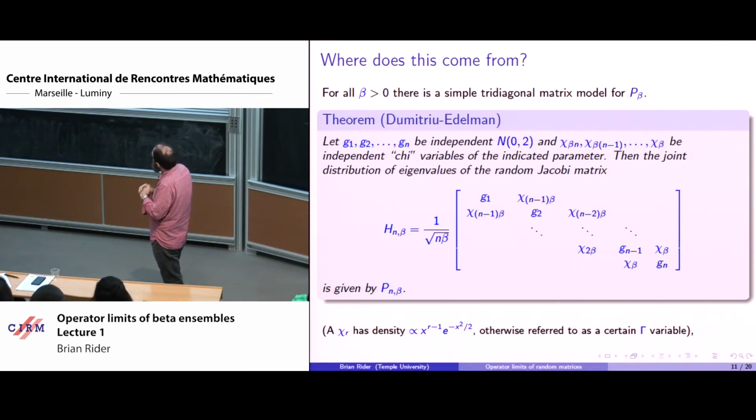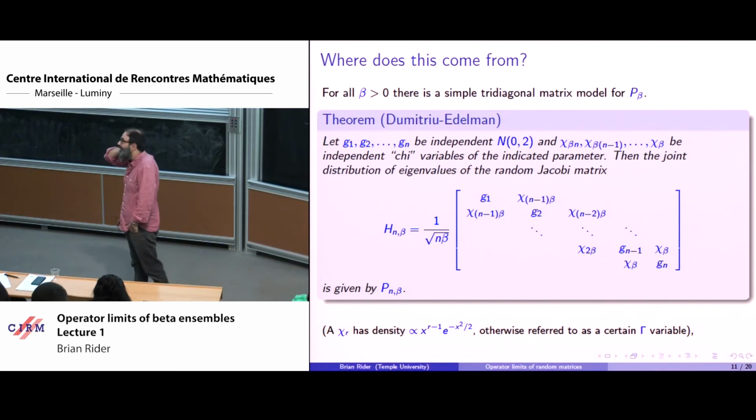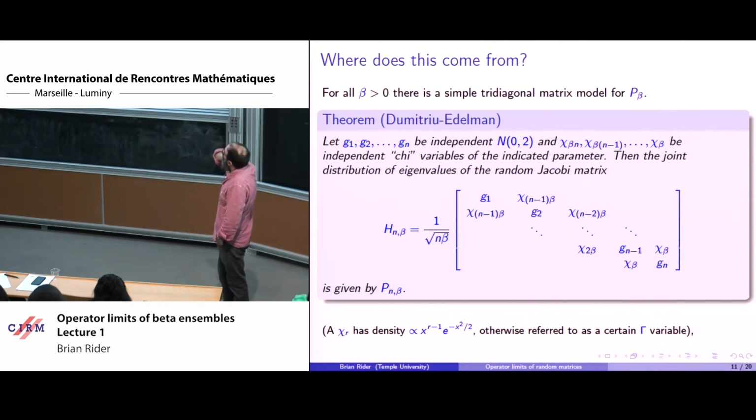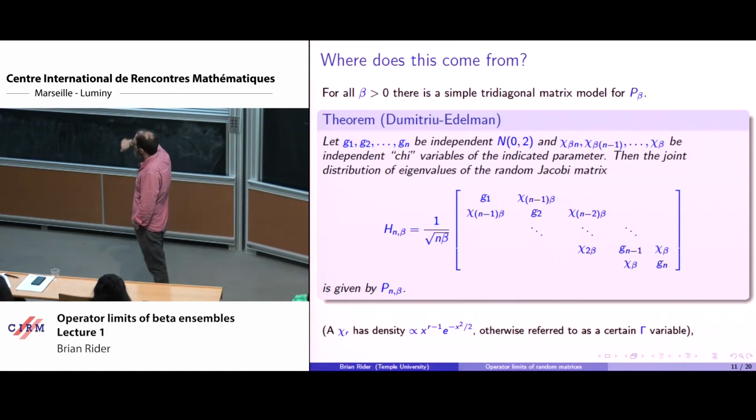And it's the following. I'm pointing to a random tridiagonal, random Jacobi matrix. This H_n^beta is a symmetric random matrix. Along the diagonal, G1, G2, down to Gn, these are just IID normals, mean 0, variance 2. On the off diagonals, you have a bunch of what I call chi random variables, a descending sequence of chi's: chi_{(n-1)beta}, chi_{(n-2)beta}, and so on. And the theorem is, for all beta, you compute the joint eigenvalue density of this H_n^beta, and it's given by that beta Hermitian ensemble.